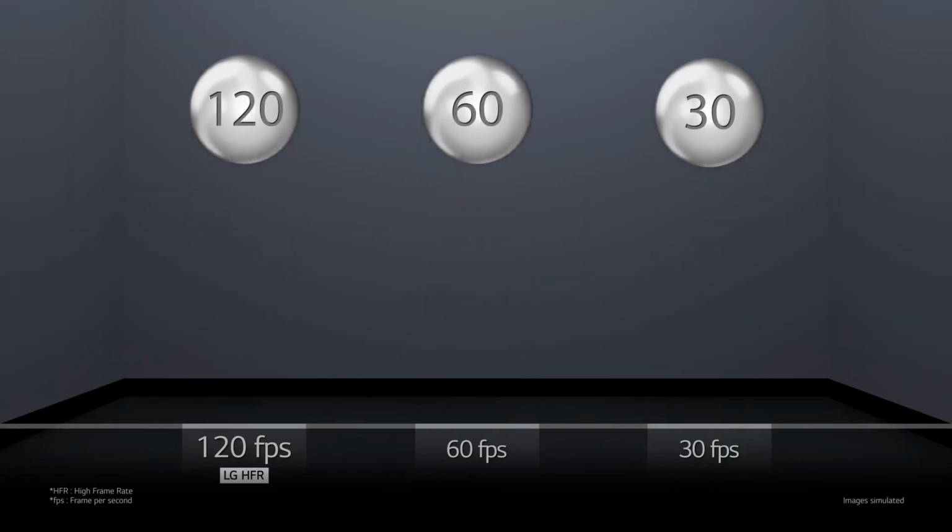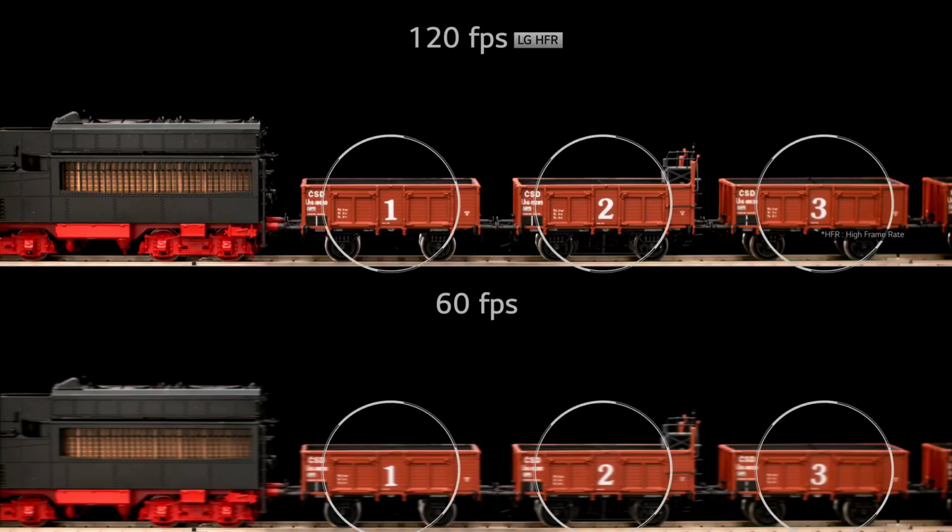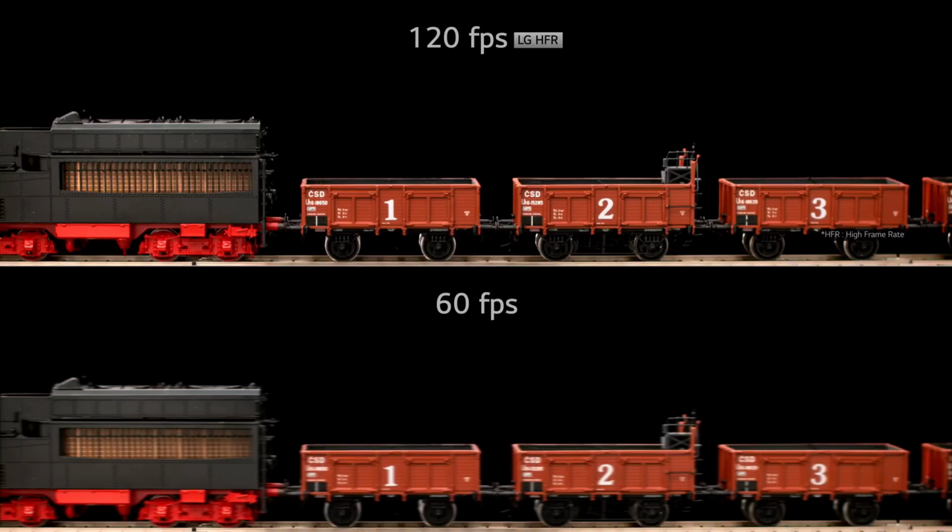But that doesn't mean you can't see higher frame rates. Higher the frame rate is, smoother the motion is. But it's just hard to tell the difference.